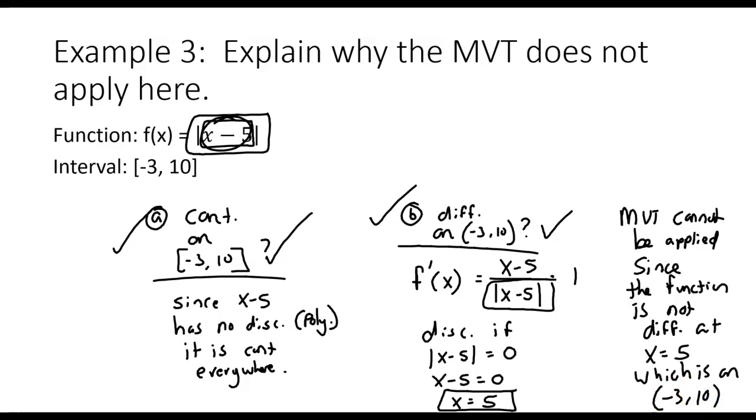Now, just so you guys know, if you ever end up with a discontinuity, like let's say we did this process and I got a discontinuity at 10, that would be okay because we don't care about the endpoints. We just can't have any discontinuities in between those two values when we're checking for differentiability. All right.